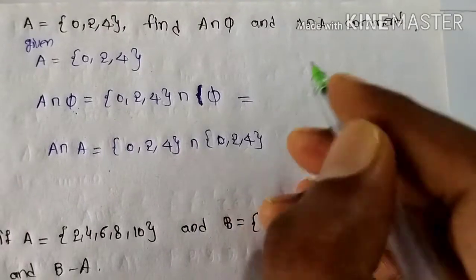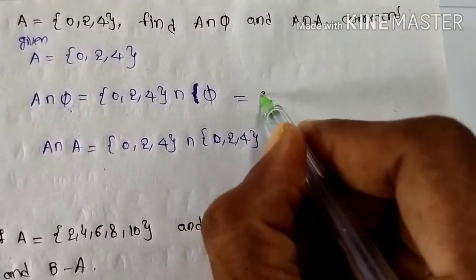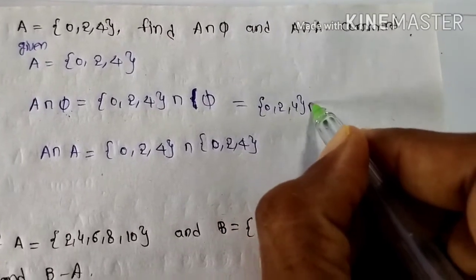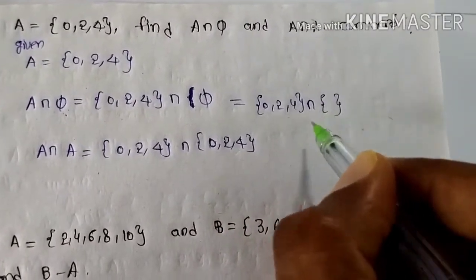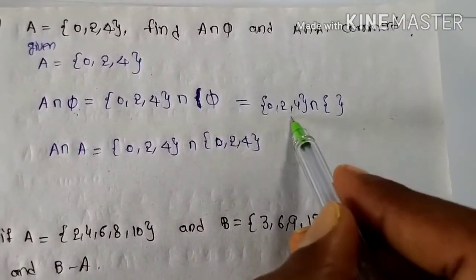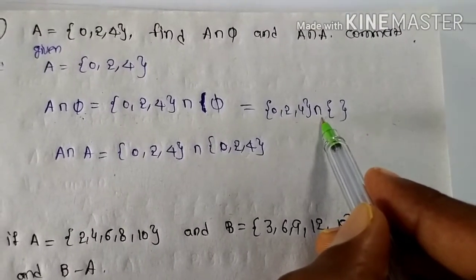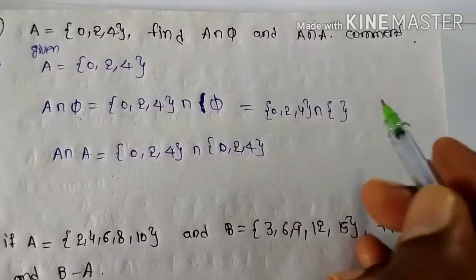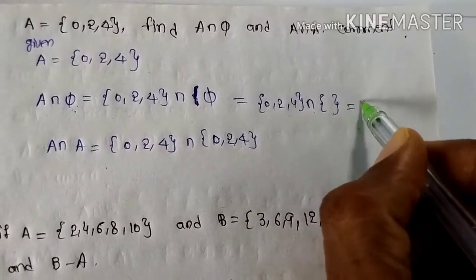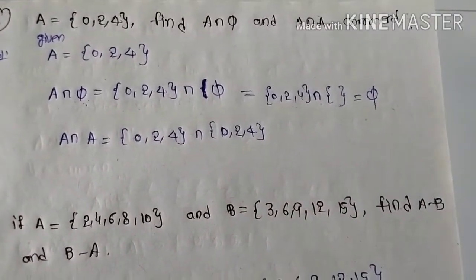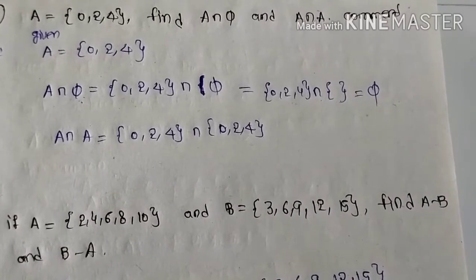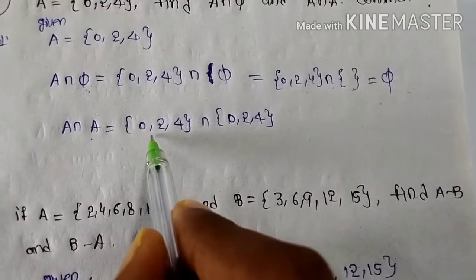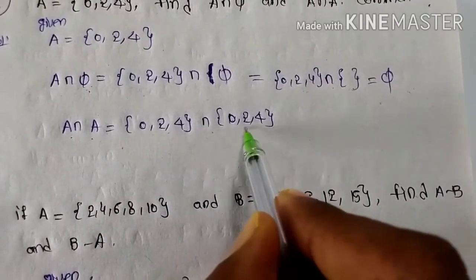Remember, I already explained phi. See here 0, 2, 4 intersection, this is the empty set. Yes or no? Phi means it is the empty set. I already explained that intersection means the common elements. Now you can compare, is there any common element? There is no common element, so your answer will become phi only. Yes or no? There is no common element in the given both sets. Now you can see here A intersection A is equal to 0, 2, 4 intersection 0, 2, 4.